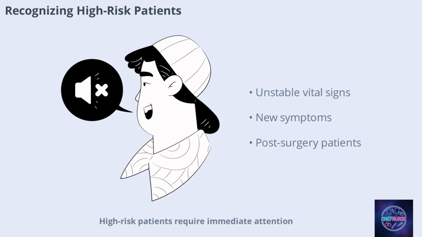High-risk patients require immediate attention. These are individuals with unstable vital signs, new or sudden symptoms, or those who have just returned from surgery. On the NCLEX, always prioritize patients who are at risk for rapid deterioration. For example, a patient with chest pain or difficulty breathing should be seen before someone with a chronic, stable condition. Recognizing these scenarios quickly is key to answering prioritization questions correctly.